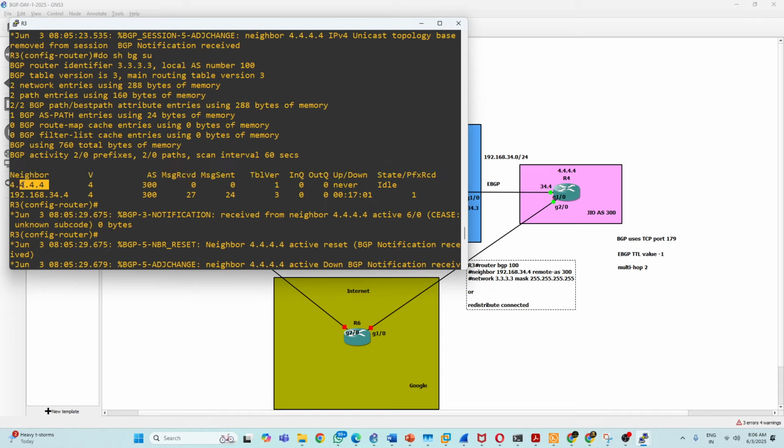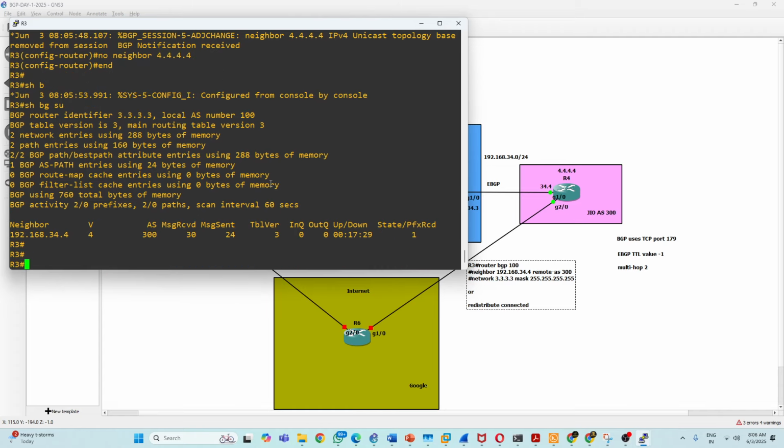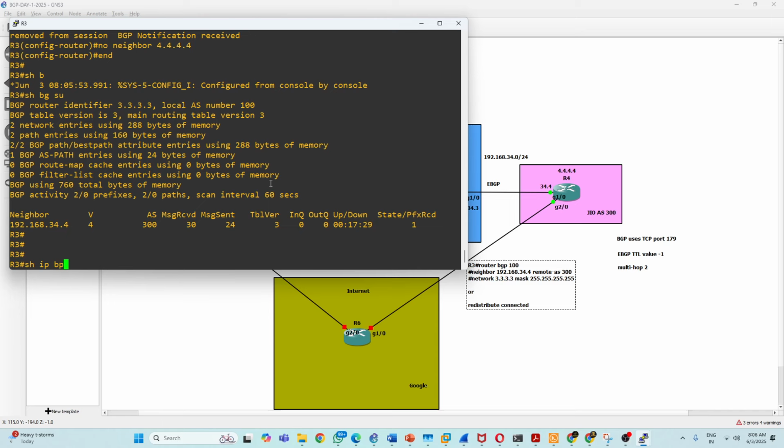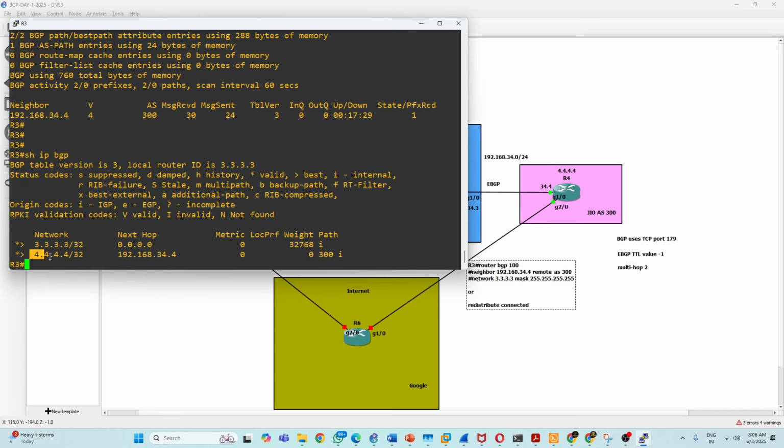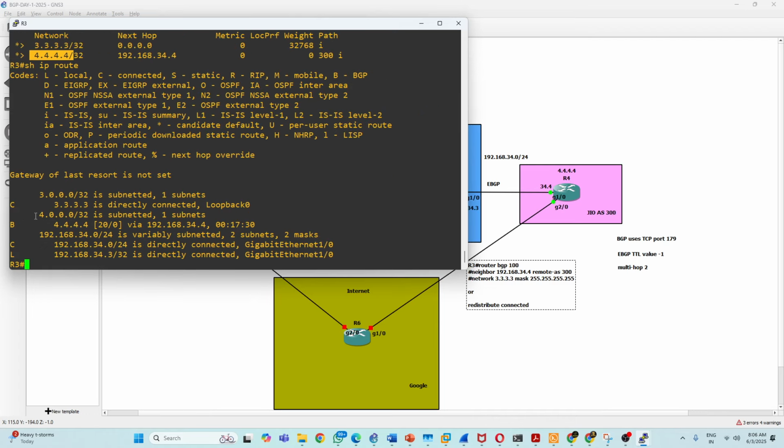4.4.4.4 is reachable after establishing the direct BGP and advertising it. Then only you have reachability with 4.4.4.4. So 4.4.4.4 is a BGP route. Show IP BGP, and show IP route, it's a BGP route. Unless you establish a BGP neighborship, how will 4.4.4.4 come? If you want to establish a neighborship directly with 4.4.4.4, first of all reachability should be there. So that is the perspective of EBGP indirect neighborship.